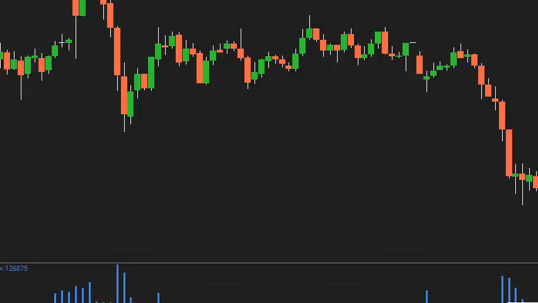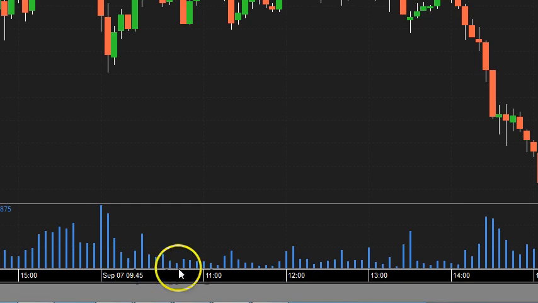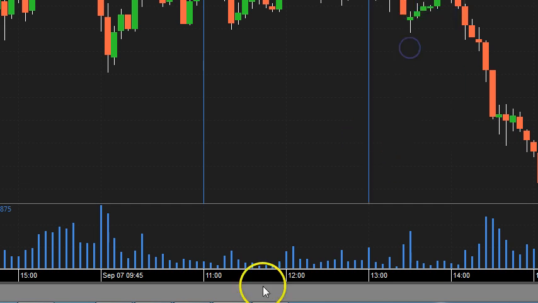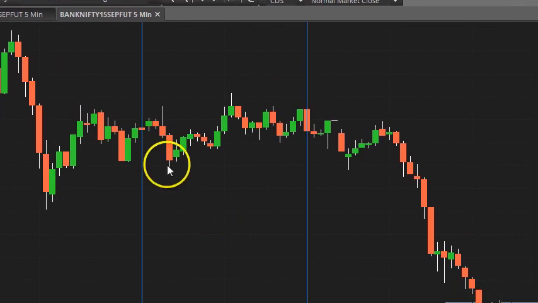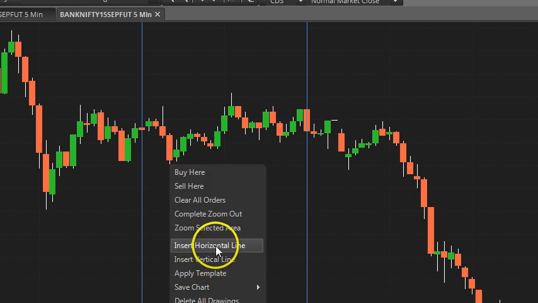So let me explain the trade that happened today. If you come down here, you can see that this was 11 o'clock. So I'm going to draw a vertical line here for 11 o'clock and for 1 o'clock. Okay, so you can see that this was Bank Nifty. Bank Nifty traded in a very small range between 11 o'clock to 1 o'clock.